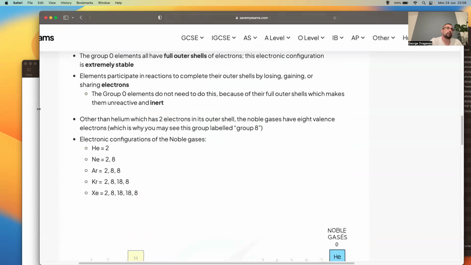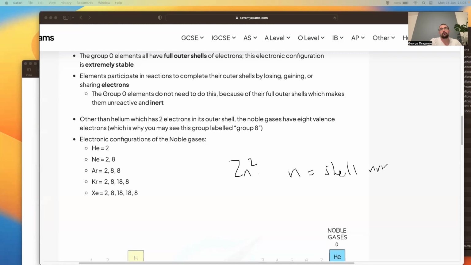If you are interested, however, there's a formula, 2n squared, where n equals the shell number. This formula is actually correct even in A level, showing you the maximum number of electrons a shell can hold. So the first shell will be 2 times 1 squared, which will be 2. The second shell will be 2 times 2 squared, which is indeed 8. But the third shell would be 2 times 3 squared, which is actually 18. That's the reason you see the 18 here. But as I said, that's non-examinable.